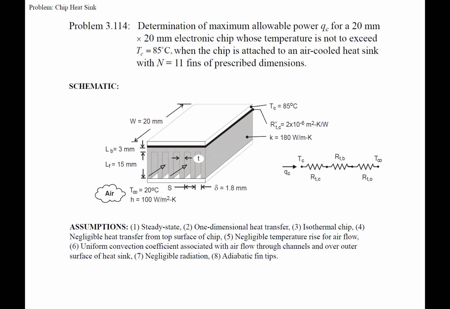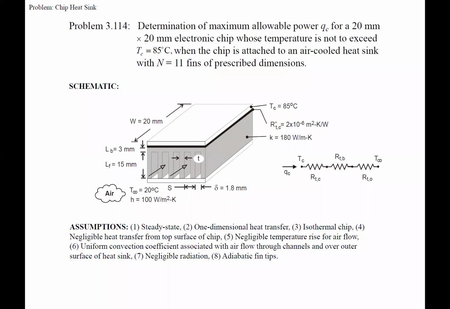Airflow at T infinity of 20 degrees Celsius is maintained through the channels formed by the fins and a cover plate. For a convection coefficient h of 100 watts per meter squared Kelvin, a minimum fin spacing of 1.8 millimeters is dictated by limitations on the flow pressure drop. The solder joint has a thermal resistance of 2 times 10 to the negative 6 meters squared Kelvin per watt.